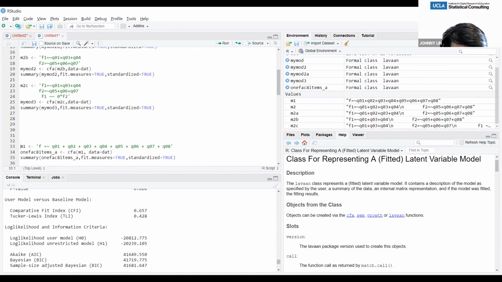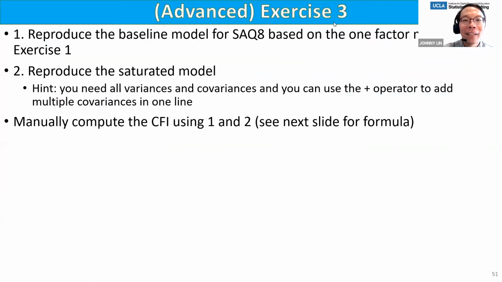All right, let's go back to the exercise. This is the last exercise. I call it advanced. It's not really advanced, but it requires you to think a little bit more. You really have to know what the baseline model is, although the secret is it's in the webpage. You just have to find it. And then the saturated model, you kind of have to think about that one. But let me read the exercise.